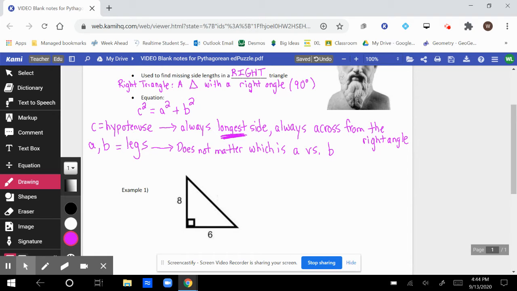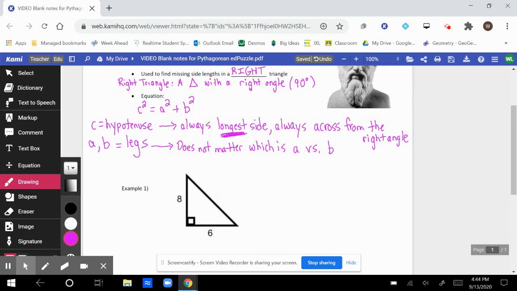Okay, so in a right triangle, you're going to have three sides. We're calling them a, b, and c, to plug into this equation here, c squared equals a squared plus b squared. A and b are your two legs. Doesn't matter which you call which, and c is your hypotenuse.